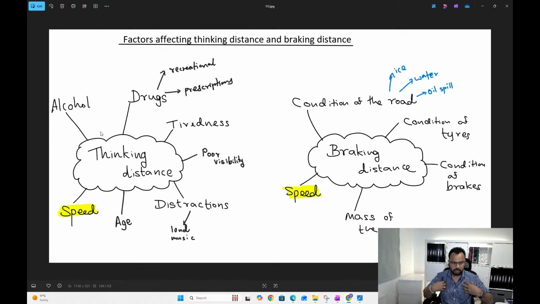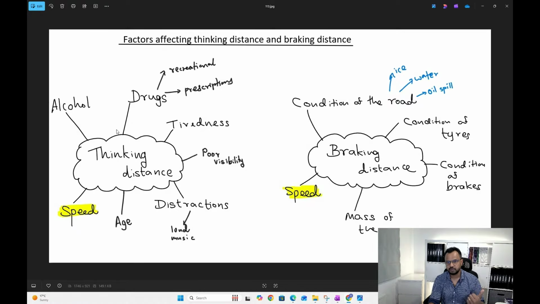Why? Because if I'm driving a car, I have to take the leg off the accelerator and press on the brake pedal. Right? Press on the brake pedal. So that is up to me. So the thinking distance is directly related to the person who is driving.